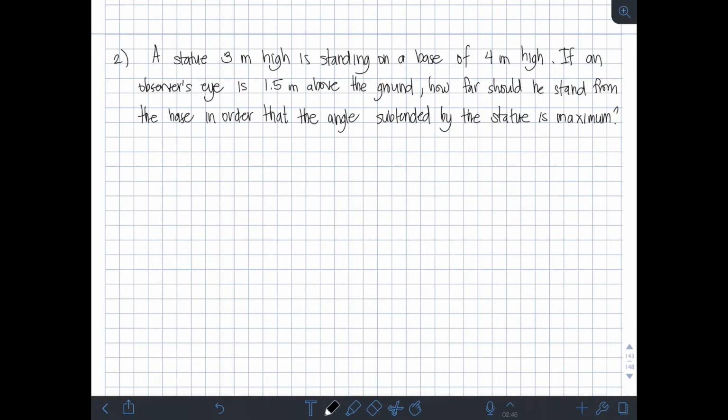If an observer's eye is 1.5 meters above the ground, how far should he stand from the base in order that the angle subtended by the statue is maximum? Okay, sige, draw natin. So, let's say meron daw tayong ground. Tapos, meron daw statue tayo na 3 meters high, standing on a base 4 meters high. So, let's say nakapatong siya dito sa base na 4 meters high. So, 4 meters high to. Let's say meron tayong statue na this time 3 meters high.